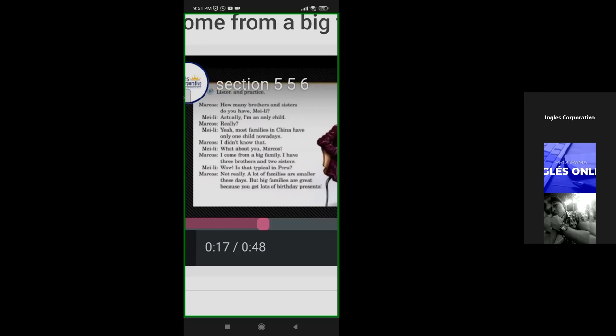How many brothers and sisters do you have, Joanna? Actually, I'm an only child. Really? Yeah. Most families in China have only one child nowadays. I didn't know that. What about you, Marcos? I come from a big family. I have three brothers and two sisters. Wow. Is that typical in Peru? Not really. A lot of families are smaller these days, but big families are great because you get lots of birthday presents.